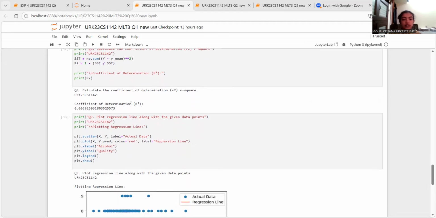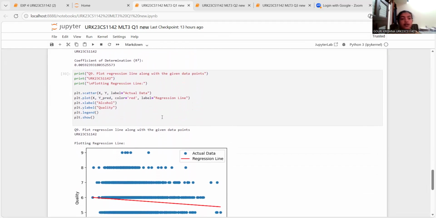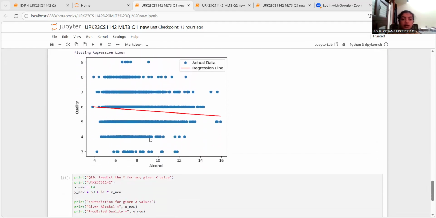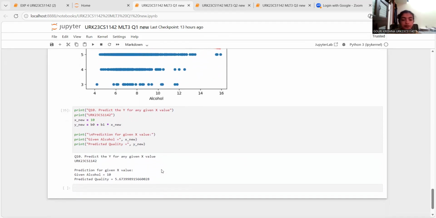And the ninth one is plotting a graph: plot the regression line along with the given data points. Here we visualize the data using plt dot scatter x comma y and plt dot plot x comma y pred. The points are the actual data and the line is the regression prediction. It will give a graph like this, with quality on the y-axis and alcohol on the x-axis.